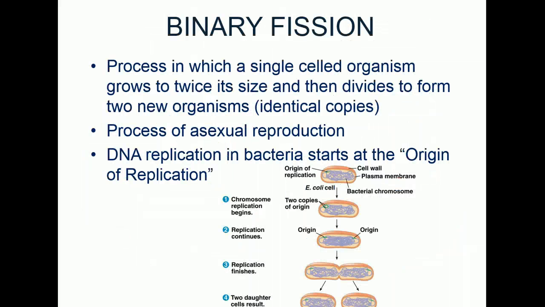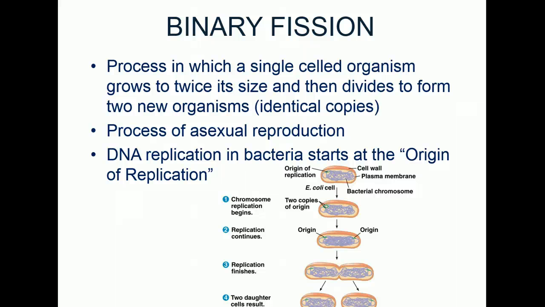Okay, so let's take a step kind of away from plant and animal cells, and let's look at what happens in a single-celled organism, like a prokaryotic cell. And we're going to be looking at an example of E. coli here, which is a type of bacteria. They go through a process called binary fission, which is a fairly simple process. And essentially what happens is that organism grows to about twice its size.